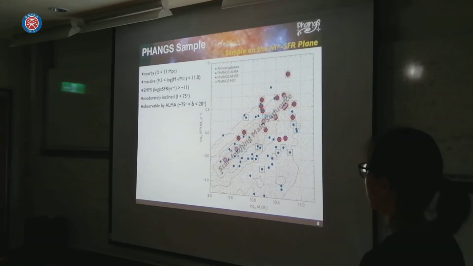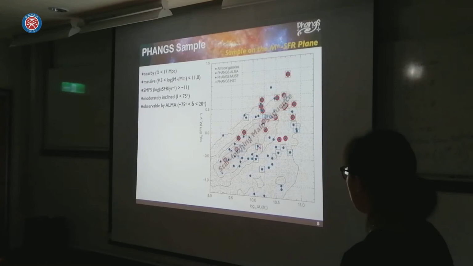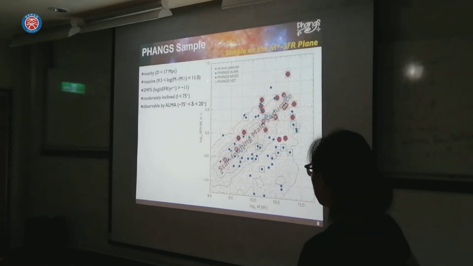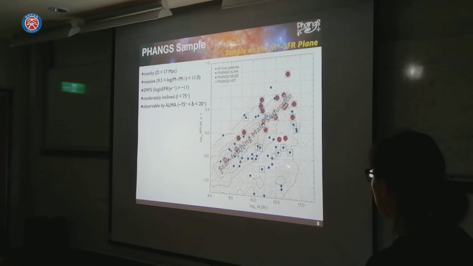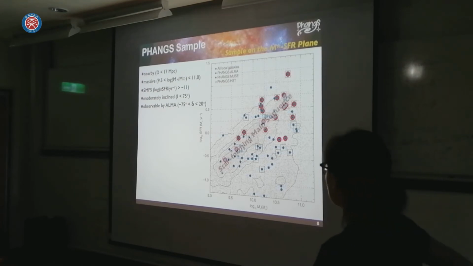And here's some selection criteria of the PHANGS sample. Most of the PHANGS galaxies lie on the star-forming main sequence, on this global stellar mass versus star formation rate line. But still, we have some so-called Green Valley galaxies and quiescent galaxies below the star-forming main sequence.